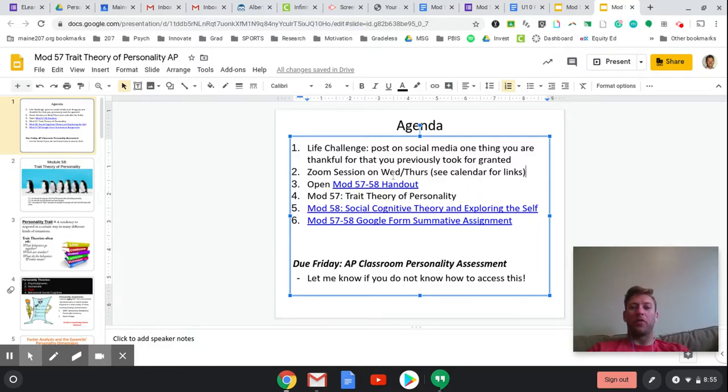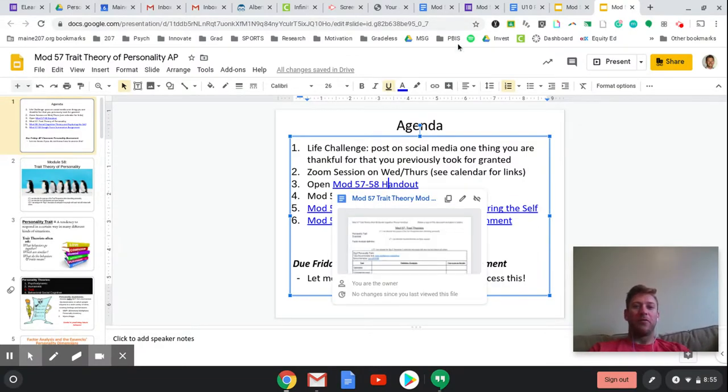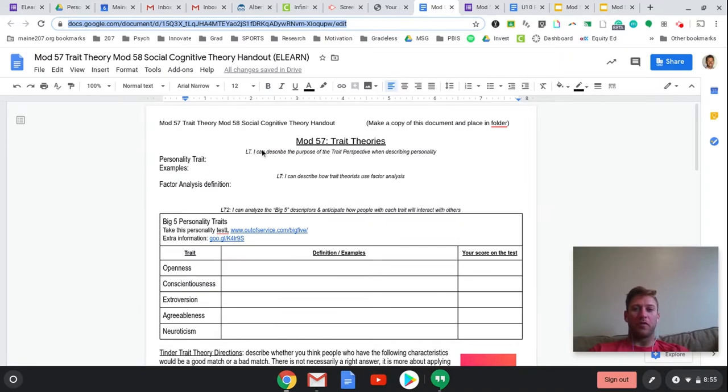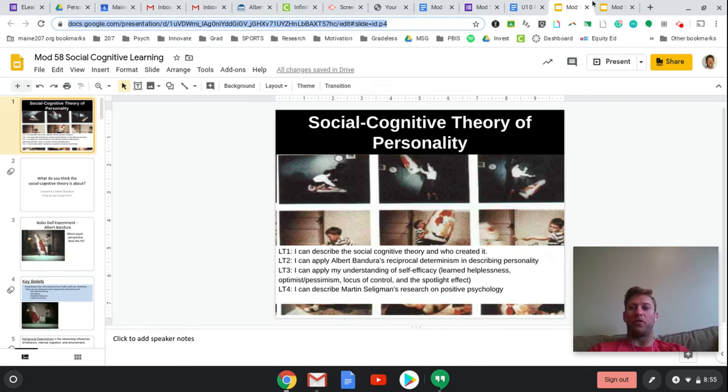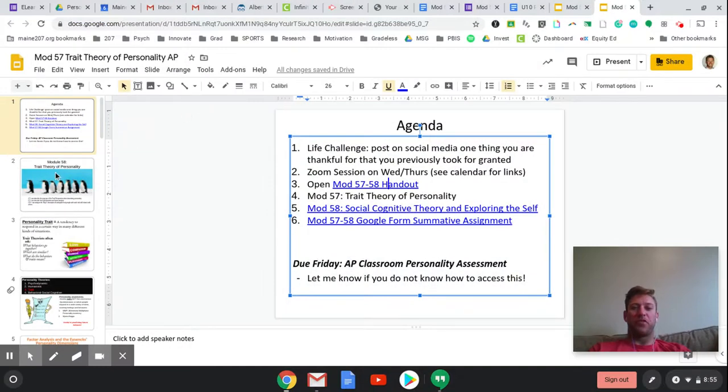So the first thing, open the Mod 57 58 handout, which looks like this. I essentially left a bunch of areas for you to write definitions in and then examples. And so you'll be using this sheet as you go through this video right now. So then we'll talk about Mod 58, and then you guys have your Google form as your summative points. Do it at the end of the week.